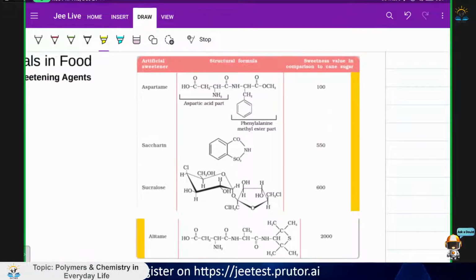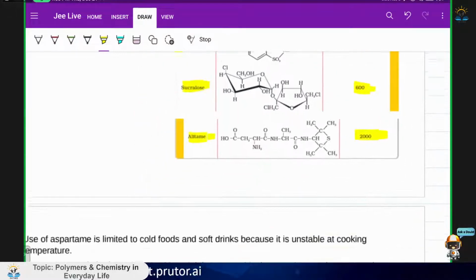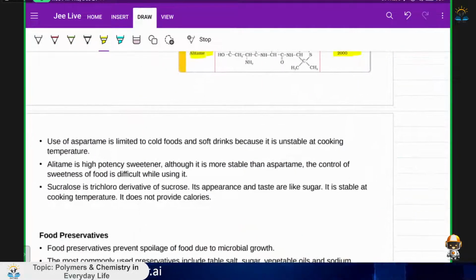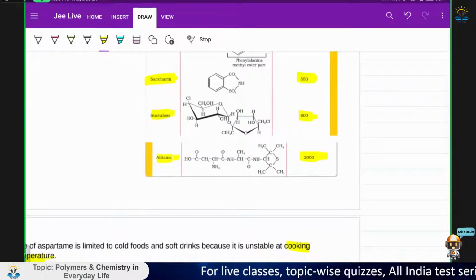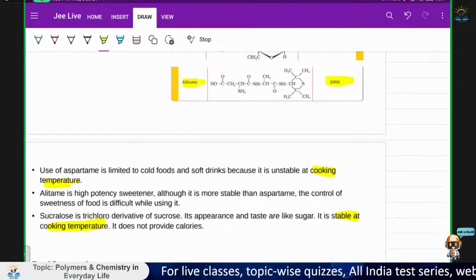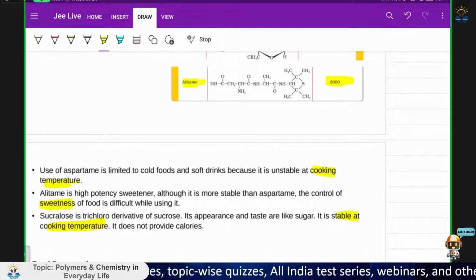Examples are aspartame, which is 100 times sweeter than cane sugar, saccharin 550 times, sucralose 600, alitame 2000. Use of aspartame is limited to cold foods and soft drinks because it's unstable at cooking temperature. However, sucralose is stable at cooking temperature. Alitame is a high potency sweetener. See, alitame is almost 2000 times sweeter than sugar. But we don't use it more often because the control of sweetness is hard.